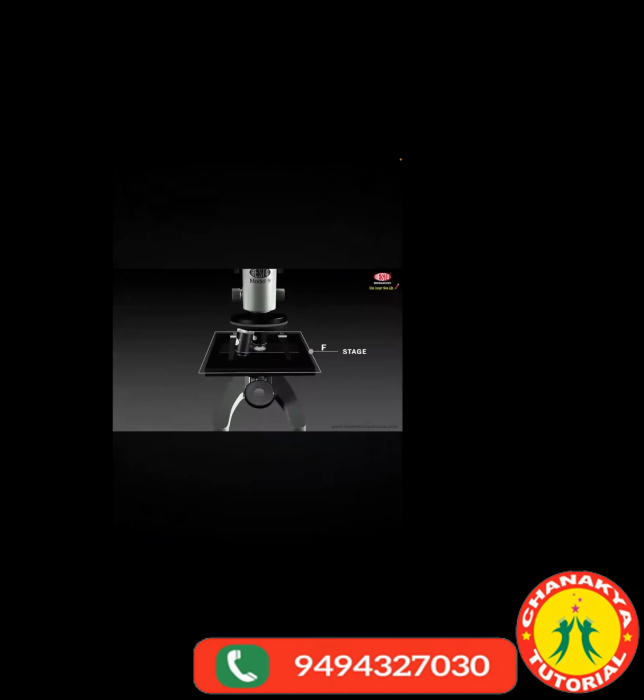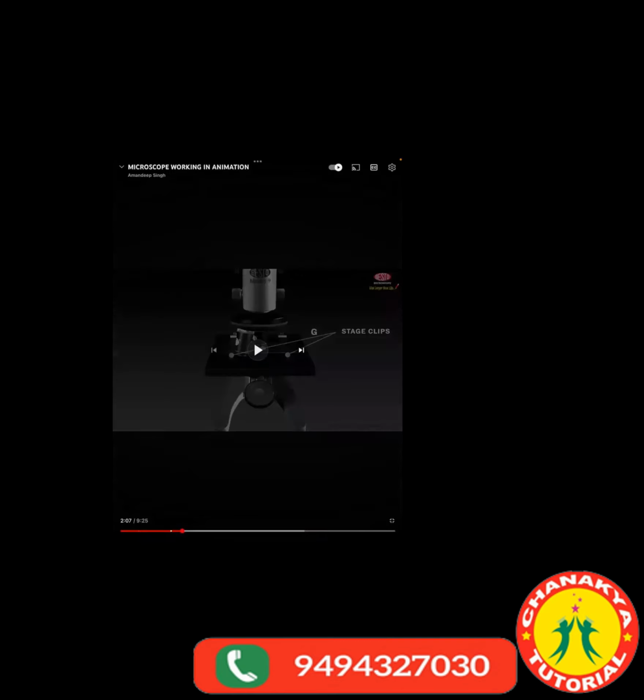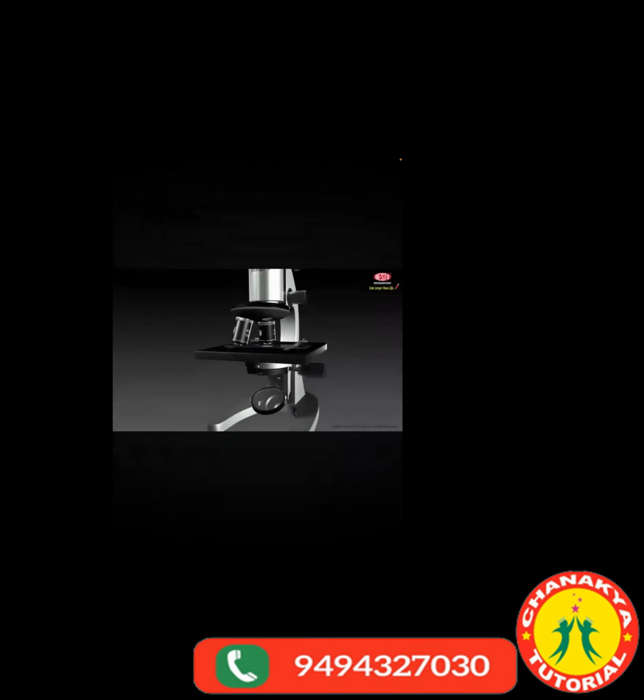F. The stage is the flat surface on which you put your slides or samples. G. The stage clip holds the slide in place on the stage. So see, with the help of the stage clip, they have kept the slide in a particular place.